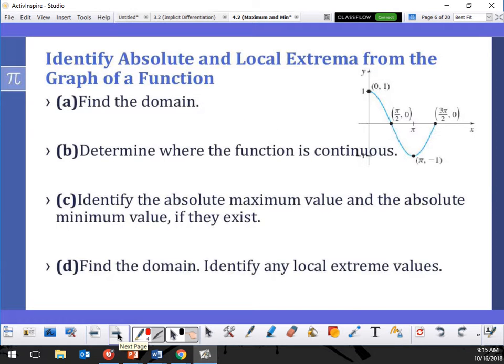Identify absolute and local extrema from the graph of the function. Find the domain. Determine where the function is continuous. Identify absolute maximum values and absolute minimum values if they exist. Find the domain. Identify any local extreme values.